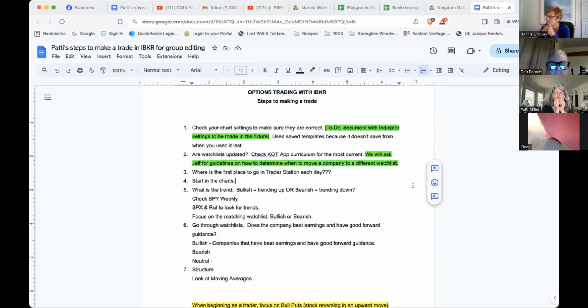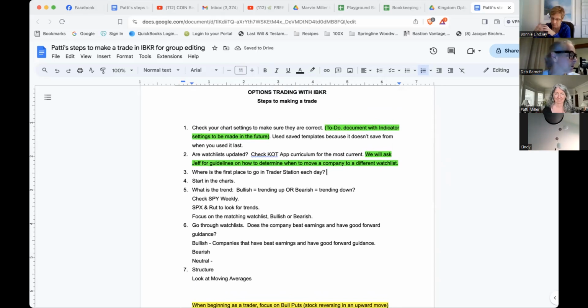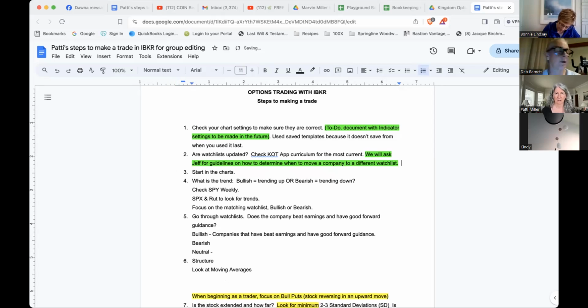So where is the first place to go in Trader Station each day? Yeah. So this is your answer number 4? Yeah, this is my rough draft. Yeah, because I would say you want to check the charts, right? Because that's Rami's, well, actually you check the what do they call it? You check to see if there's any earnings. Yeah. Here, that's on the company, Seeking Alpha or something.